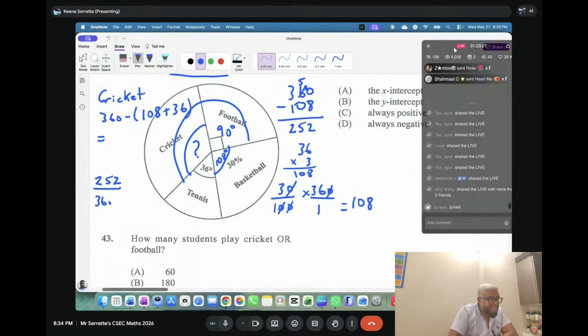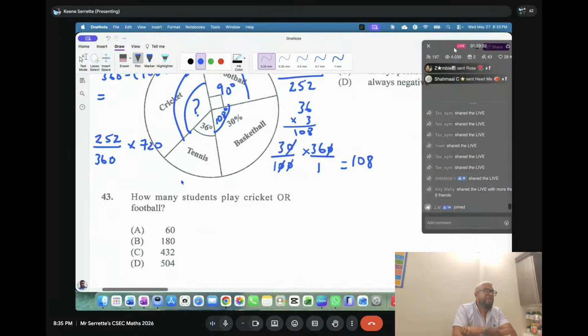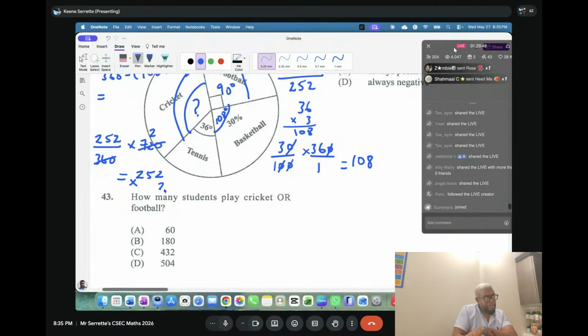So it'll be 252 over 360 multiplied by 720. Right? That's how I got to work this. And 360 can go into 720 as well, twice. So 252 multiplied by 2 will give me what? We're getting there. 504. 2 2s are 4. 5 2s 10. 2 4 and 1. 504.